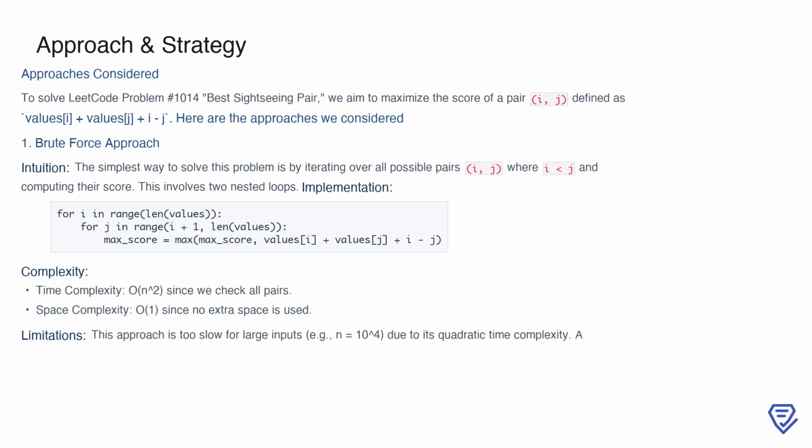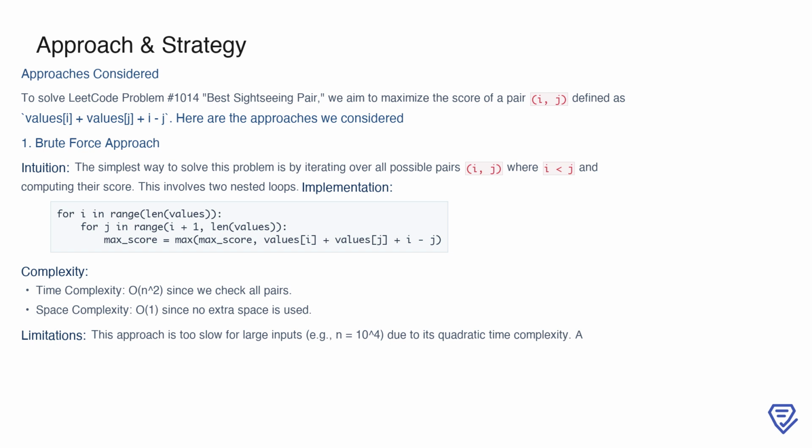To tackle the problem of finding the best sightseeing pair, we start by understanding the score formula values[i] + values[j] + i - j. This combines the values at two indices, i and j, while also factoring in their distance. A straightforward approach is the brute force method, where we iterate through all possible pairs i, j, with i less than j, and calculate their scores.